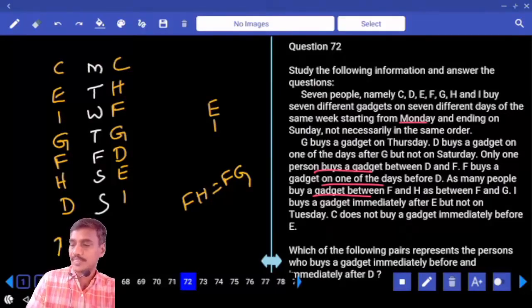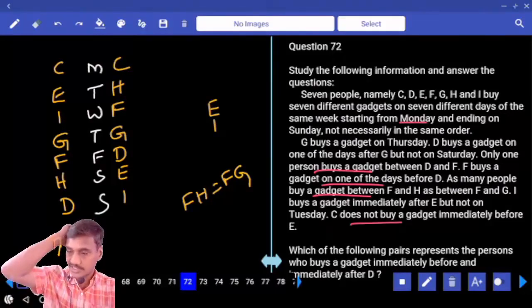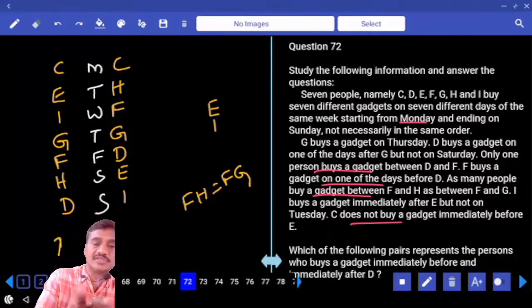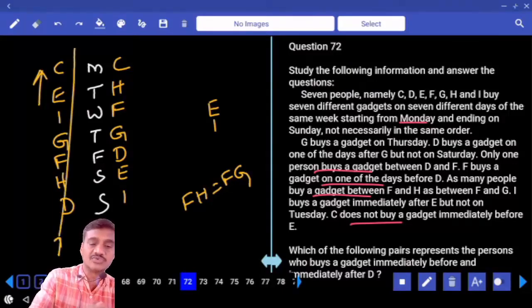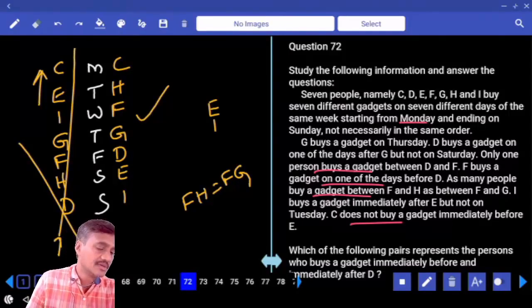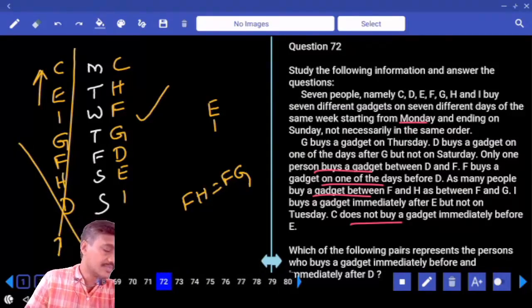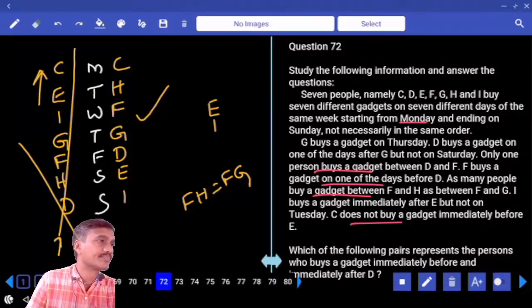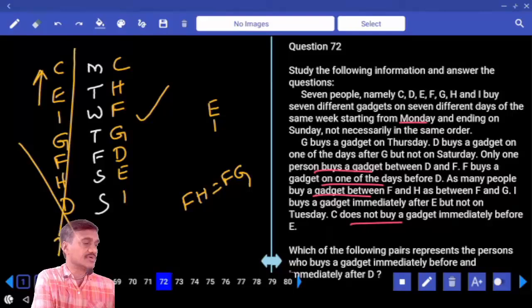And C does not buy a gadget immediately before E. In the first case, C is immediately before E, hence this case is ruled out. Now we are left with the second case, where C is not immediately before E. Now this is about question number 72 to 76. Shall I explain the questions? Then next one, 77 onwards.